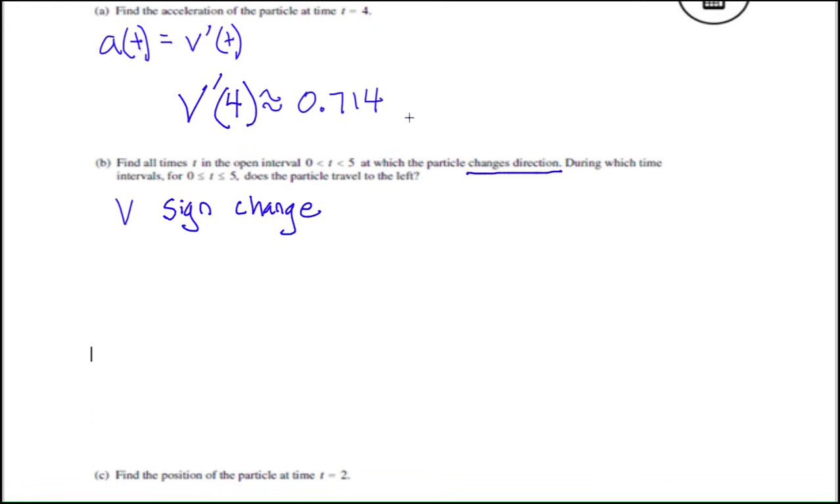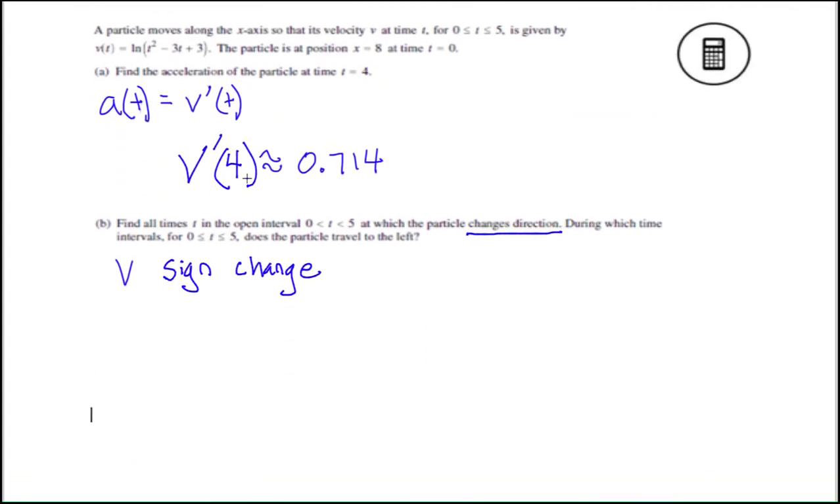So there's 2 parts to this question. First, find all of the times the particle is changing direction, which is v sign change. Then we're going to do the second part, which is finding where the particle is traveling only to the left. And finding the v sign change is going to be important for doing that second part of the question. So v sign change, how do I do that?